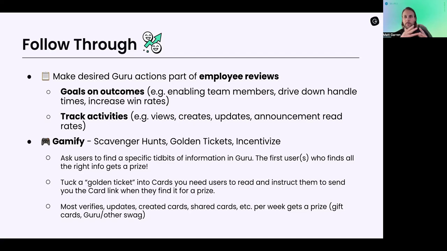But I wouldn't recommend putting goals on those activities. We never want to say that you have to be viewing X amount of cards in a certain time, or you have to be creating a certain amount of cards or updating a certain amount of cards. Those would probably just be arbitrary. They should, however, be reading announcements if you want them to be reading announcements. That's maybe something to put a goal on. Reading 100% of the announcements that are sent, that's probably good actually. But those other activities you just want to track and not put arbitrary goals on them.